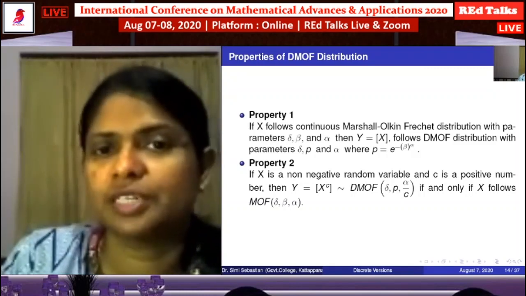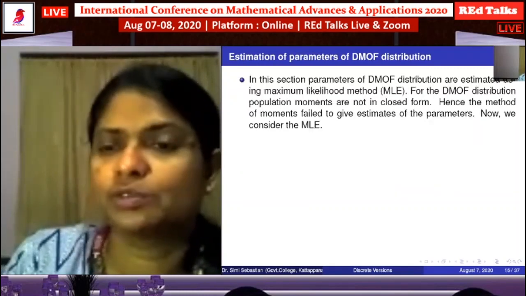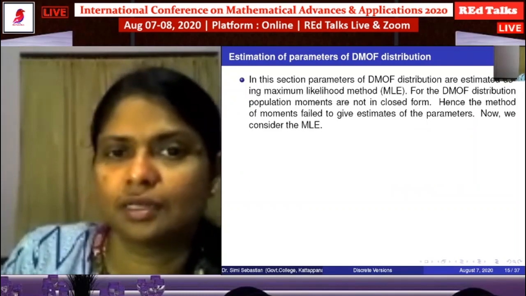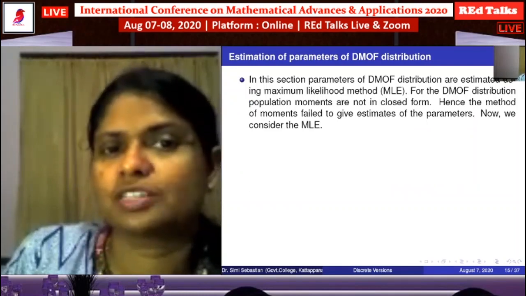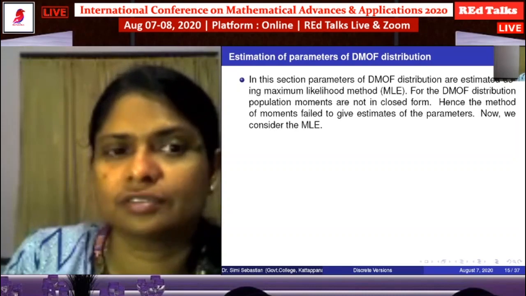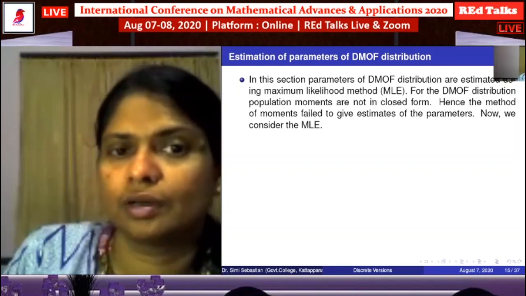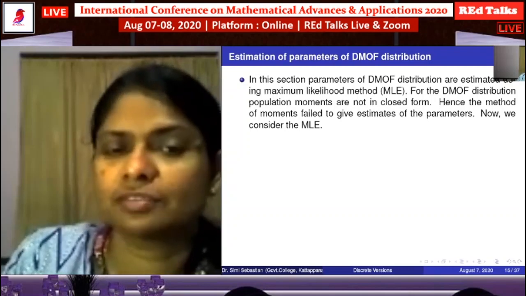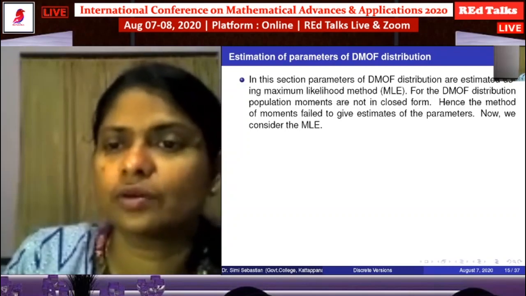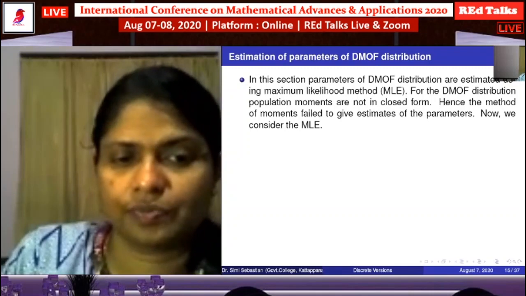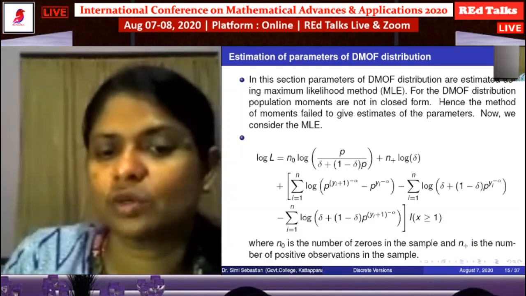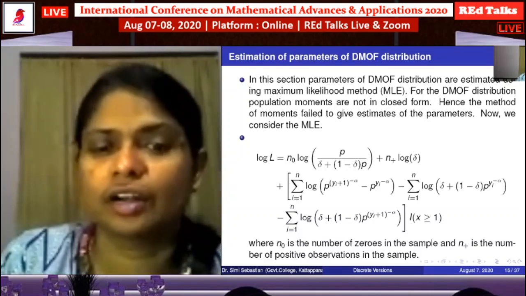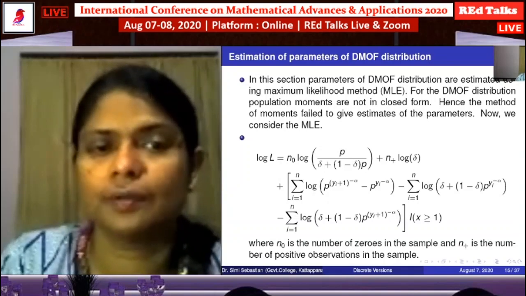In this section, parameters of the DMOF distribution are estimated using the maximum likelihood method. The population moments are not in closed form, hence the method of moments failed to give estimates of the parameters. Now consider the maximum likelihood estimates, and the log likelihood function is given, where n0 is the number of zeros in the sample and n plus is the number of positive observations in the sample.